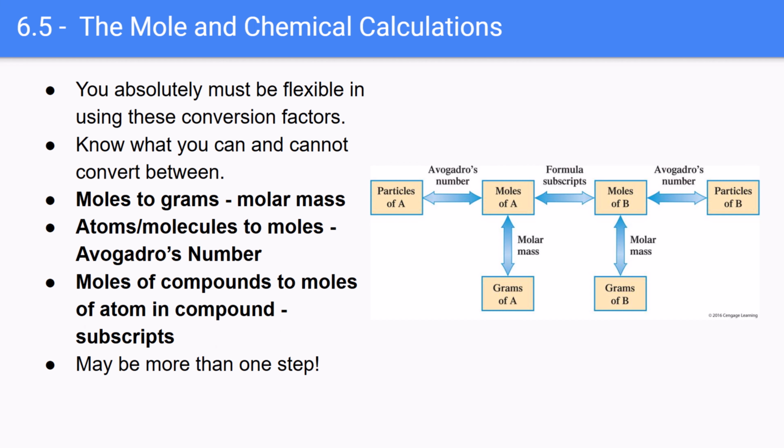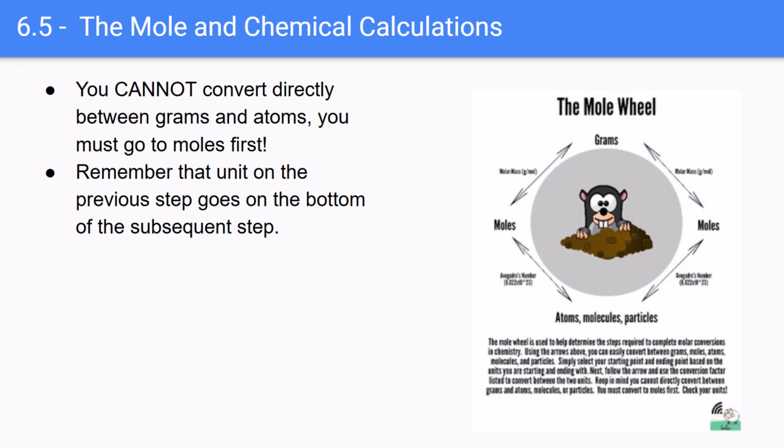Now, the big thing here is that you have to be flexible when using these conversions. Know what you can and cannot convert between. If we want to go between moles and grams, we're going to utilize the molar mass. If we're going between atoms and molecules to moles, we use Avogadro's number. There may be more than one step involved, depending upon where we're starting and where we're trying to go. So it's very important to read the question carefully, and know what you can and cannot do.